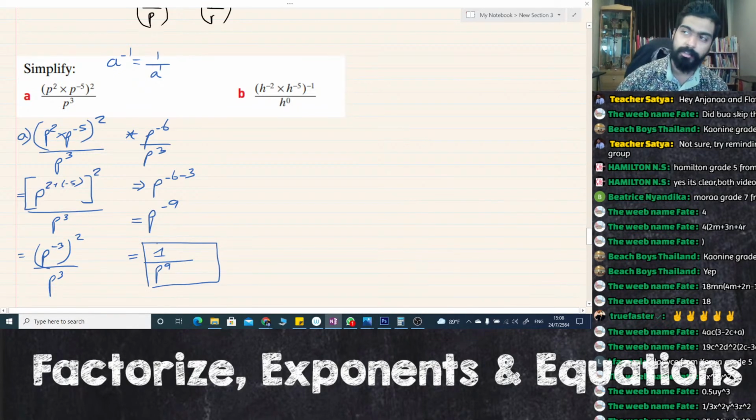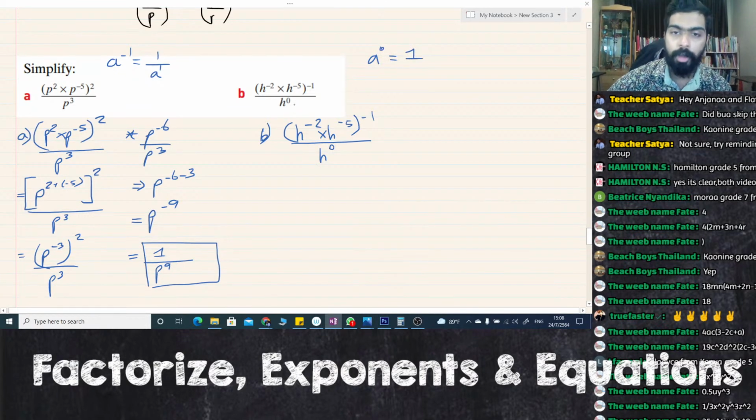Now let's go ahead to the last question of the day, guys. Question B, all right? Again, we will be solving inside the bracket first. So we have h to the power of negative 2 multiplied with h to the power of negative 5, to the power of negative 1, over h to the power of 0. And if you remember guys, I told you that anything raised to the power of 0 is equal to 1. So this denominator here is as good as 1, right?